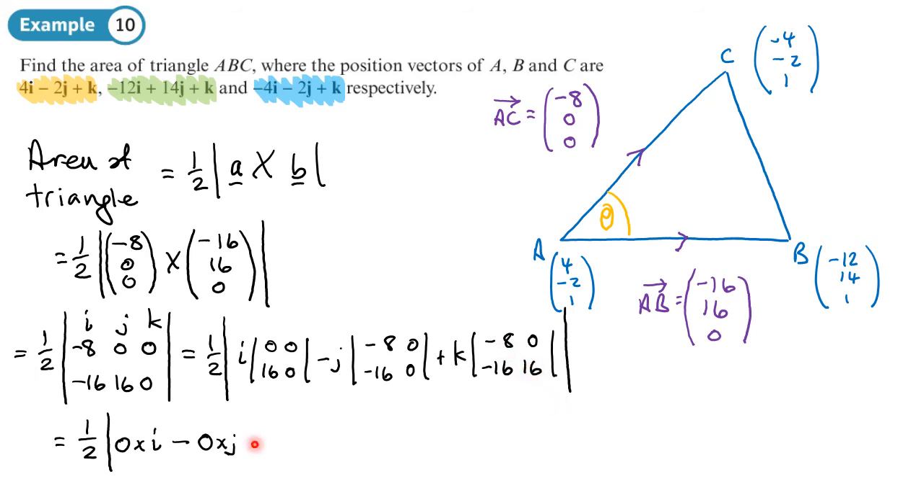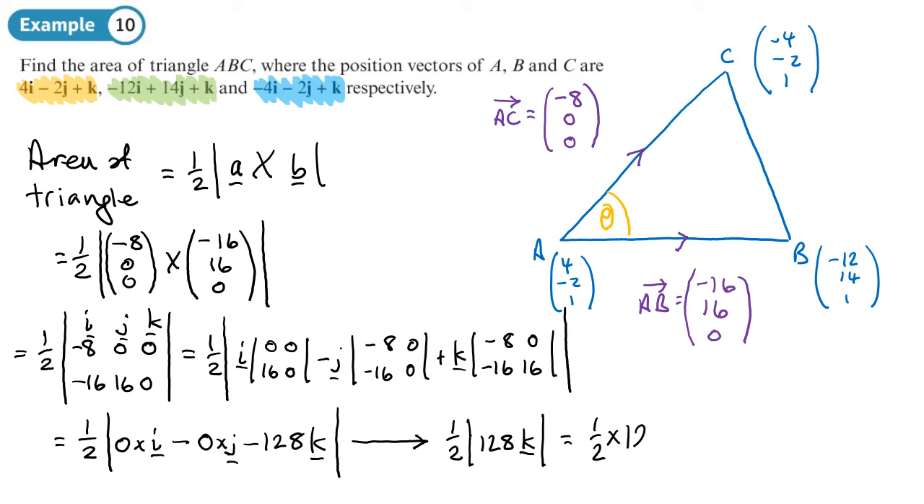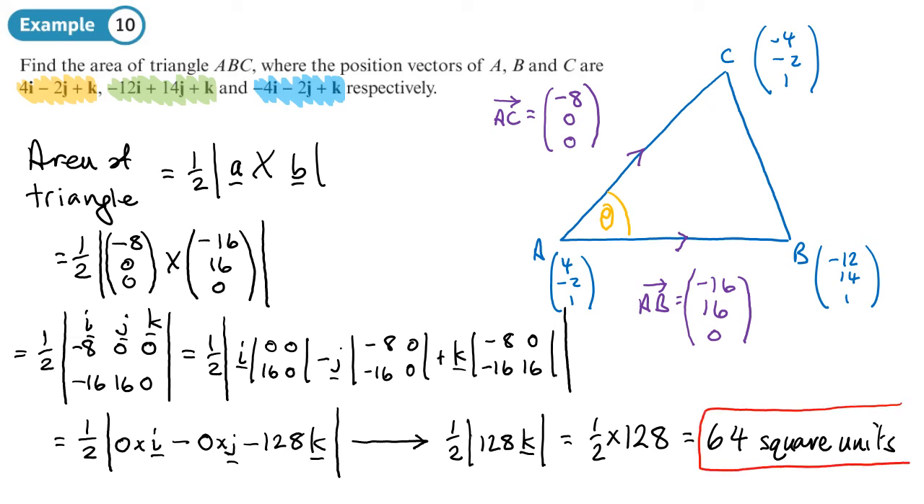Okay, so let's work that out. 8 times 16, so that's going to be negative 128. So we've got minus 128k. Now we want to find the size of that, which is basically half times the size of 128k. I suppose I could underline all of these vectors. So basically that's just going to be 128, isn't it? Don't need to do Pythagoras on that, it's only a single thing. So the area is going to be half of 128. So the area of that triangle is 64 square units, whatever those units happen to be. So there's our final answer for that question, 64 square units.